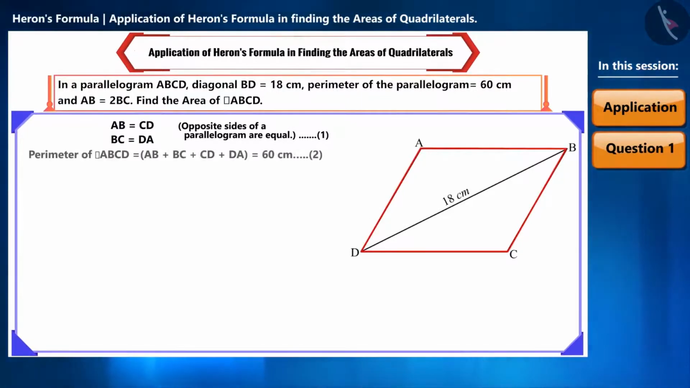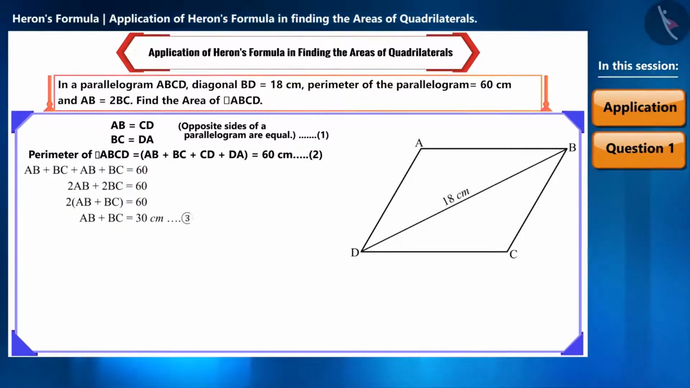We are also given the perimeter of the parallelogram, that is AB plus BC plus CD plus DA equals 60 centimeters. Let's call it equation 2. Using equation 1, we can write equation 2 as follows. We will get AB plus BC equal to 30. We are given that AB is equal to 2BC. In equation 3, in place of AB, we can write 2BC. On doing so, we get the length of BC as 10 cm.